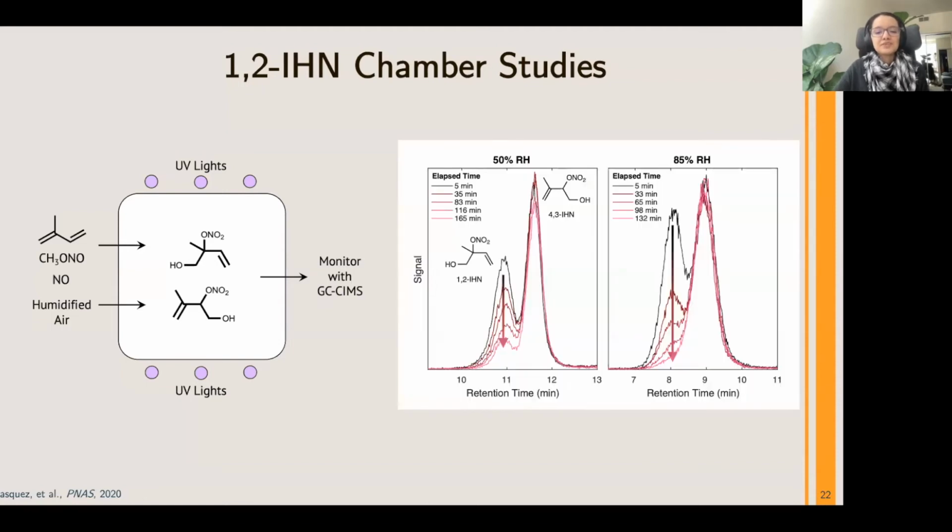What we found was something quite peculiar. So in this setup, there should be nothing in the bag right now that's reacting with these nitrates, but we're still seeing that the 1,2 nitrate is decaying quite fast, especially compared to the 4,3 nitrate counterpart. And its lifetime happened to be pretty dependent on humidity levels. At 50% RH, we saw a 45-minute lifetime, and we observed a 15-minute lifetime at 85% RH.